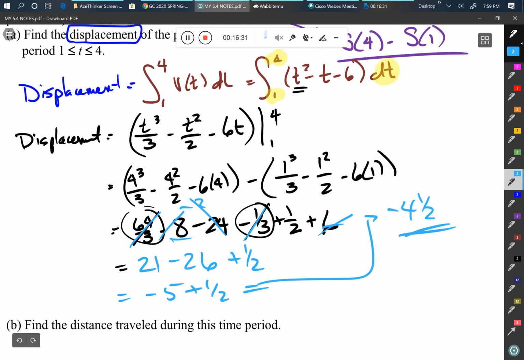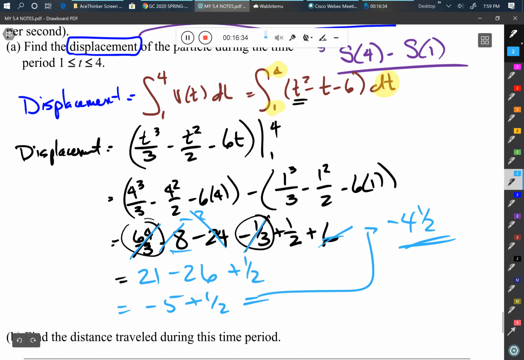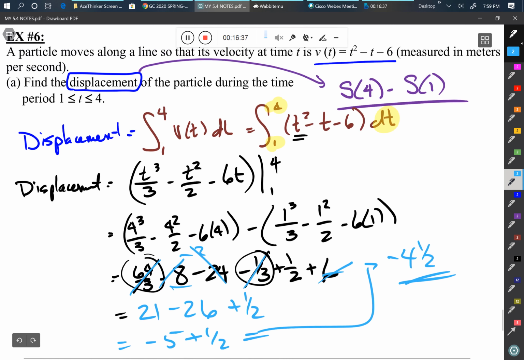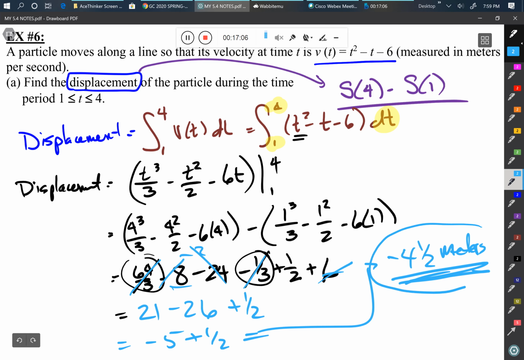Negative 4 and a half, though, what? Well, we're talking about displacement. We're talking about where it is versus where it was and how much it moved. Since velocity is measured in meters per second, then displacement is going to be measured in meters. So what does it tell me that this thing has a displacement of negative 4.5 meters? Well, I think what it means is from wherever it started to wherever it stopped, wherever it was at time 1 to wherever it was at time 4, it moved left 4.5 meters on that time interval. Right? The stopping point compared to the starting point were 4.5 meters to the left.